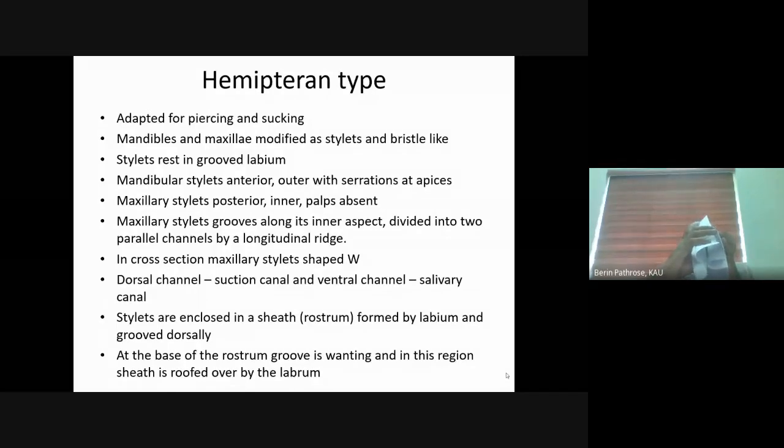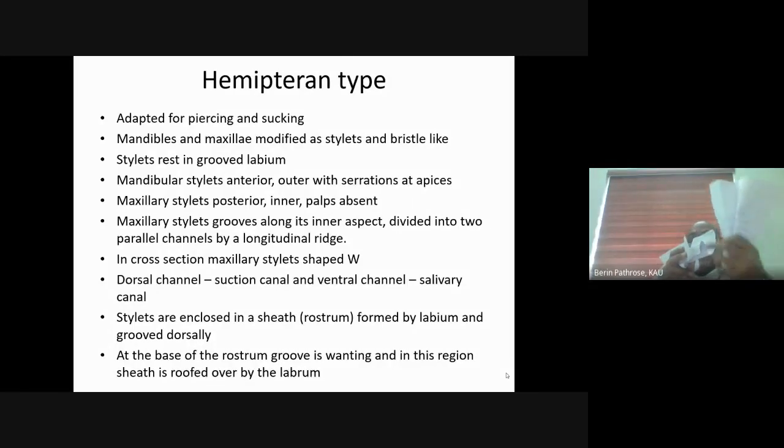If you see the structure now, if the maxillary stylets are kept together, it forms two tubes. These channels, when kept together, form two tubes. And this dorsal tube is the suction canal, and the ventral tube is the salivary canal. So I told you the maxillary stylets have a shape of W. If you see the inner aspect of the maxillary stylet, it has two parallel channels because of the presence of a ridge over here.